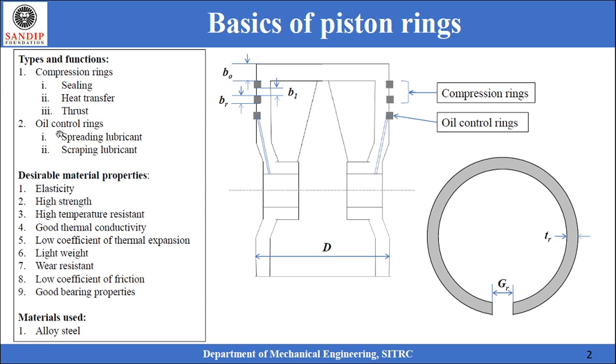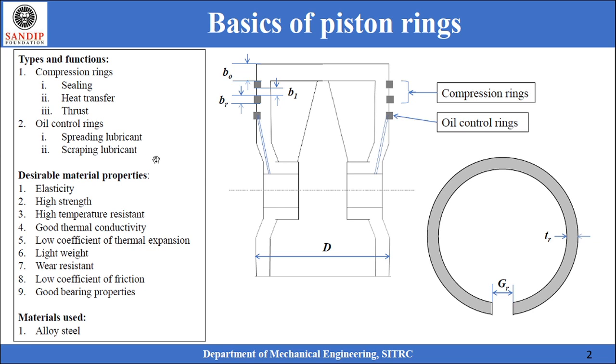As far as functions of oil control rings are concerned, the first function is that it should be able to spread the lubricant on the surface of the cylinder during its upward stroke. The second function is it should scrape the lubricant from the cylinder walls during its downward stroke so that this lubricating oil should not participate in the combustion reaction, giving rise to unwanted emissions.